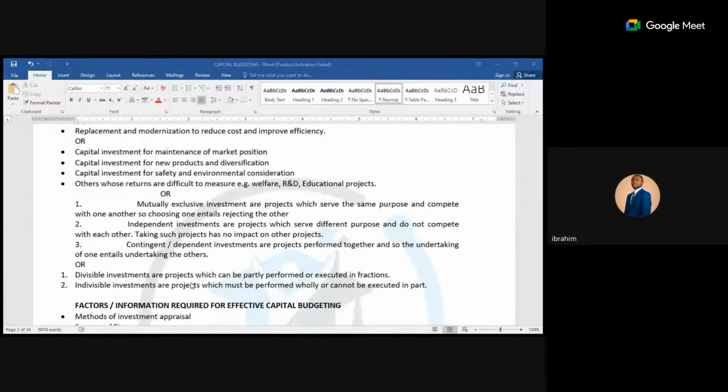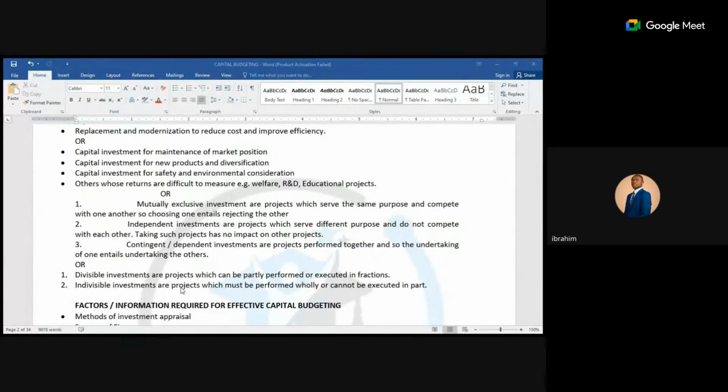Now, mutually exclusive investment. When you are making a capital investment decision, you may also make a mutually exclusive project decision. What mutually exclusive means is projects that serve the same purpose. It's a project that serves the same purpose, right? If you pick A, you can decide to reject B because it is still the same. They serve the same what? The same purpose.